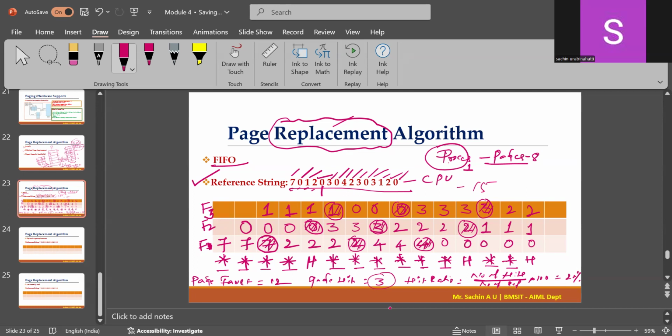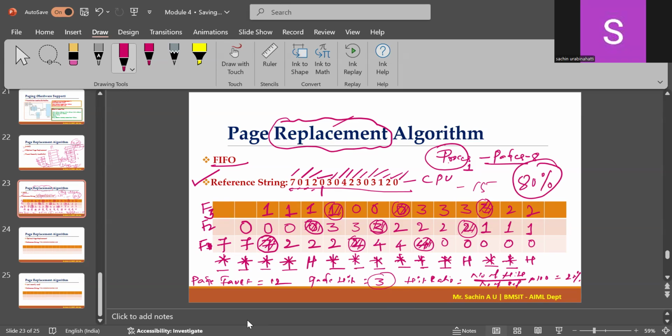When hit ratio is 20%, what will be your miss ratio or fault ratio? Okay, definitely 12 times we have missed it. So it will be 12 divided by 15 into 100, which is equal to 80%. Okay, 100 minus 20 is how much? 80. So definitely your miss ratio will be 80%.